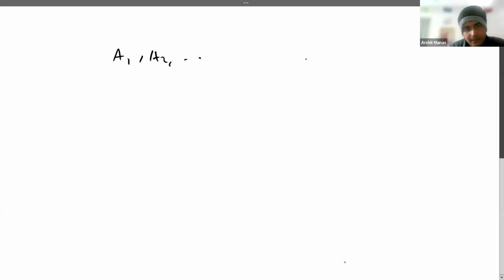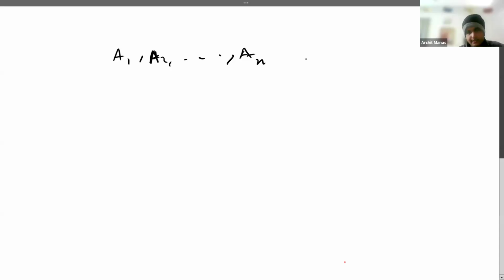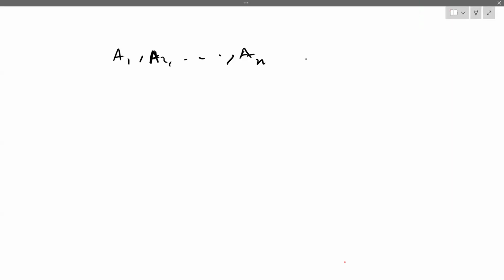So let's say you have A1 through AN. How many queries to find the maximum element? It was like n minus 1 by 2, yes. Sorry? N times n minus 1 by 2. Like the first pass takes at most n minus 1. Then it goes on n minus 2 and so on till 1. Right, exactly.